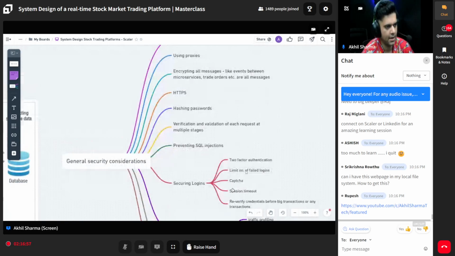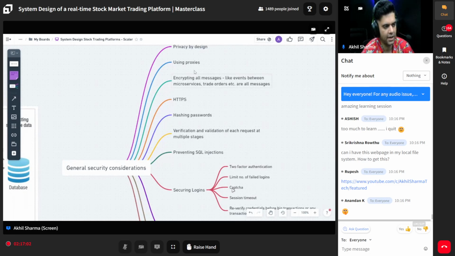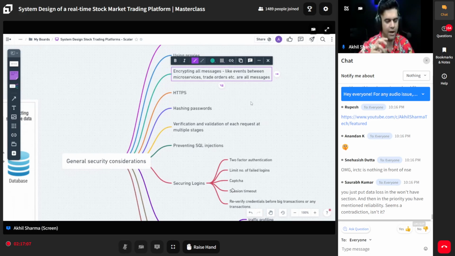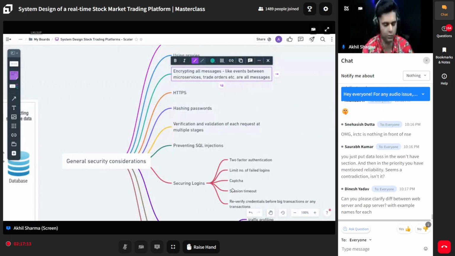In our case, we'll be using proxies and encrypting all the messages. I don't mean chat messages, I mean all the trading and buying orders. All of those are going to flow through our system as messages.